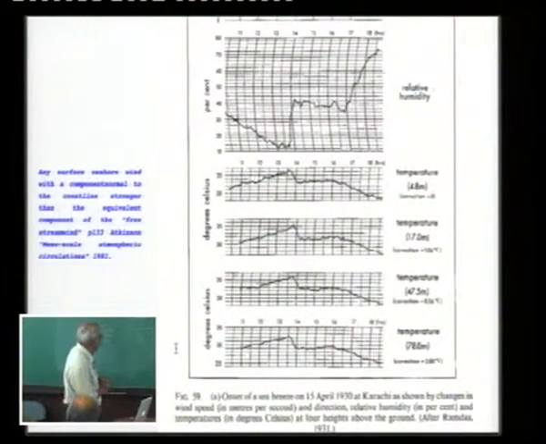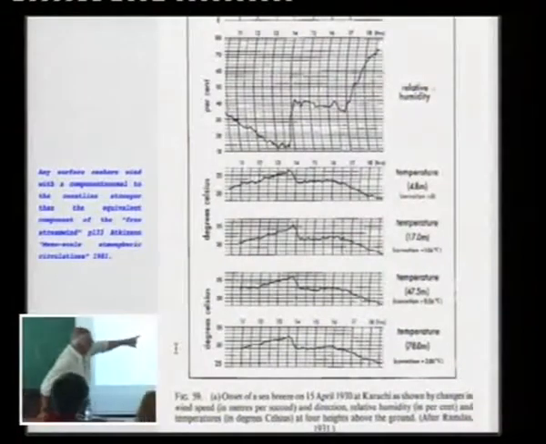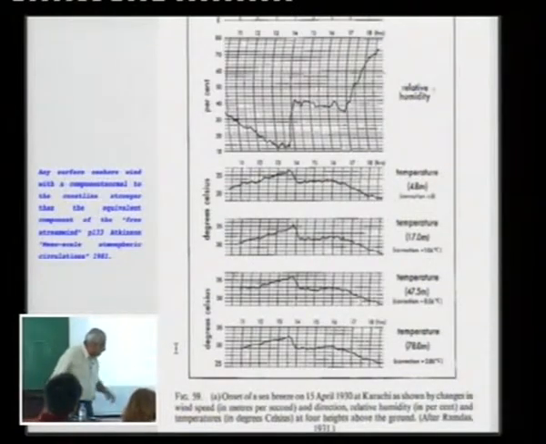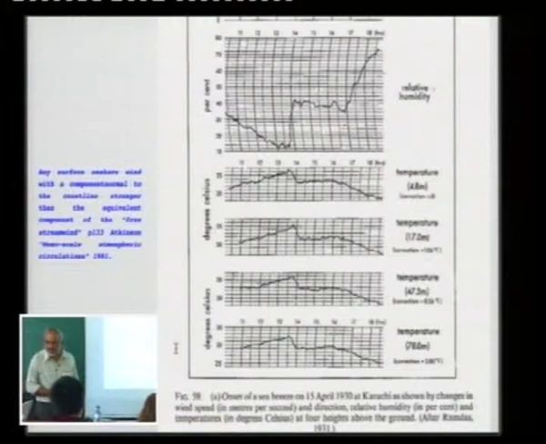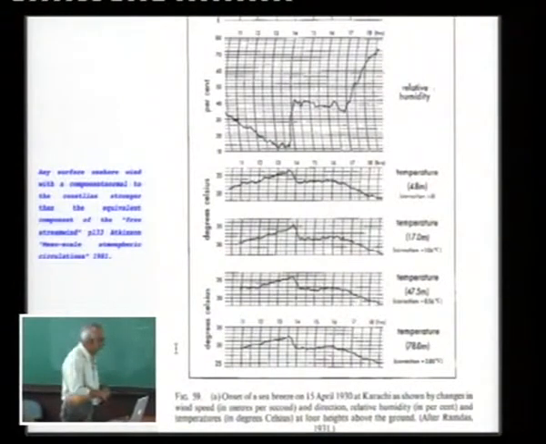Okay, here is a plot of sea breeze occurring at various heights, 4.8 meters to 78 meters. And this was done at Karachi, and the measurements were taken by Ramdas. So he was there in Karachi making measurements of the sea breeze.